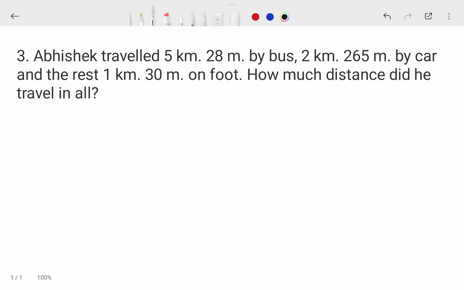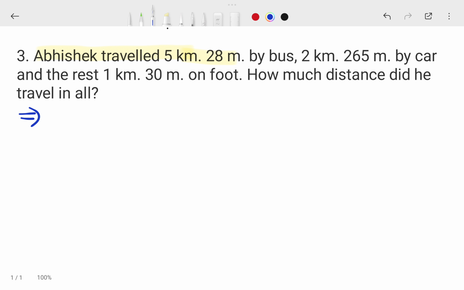Okay, so now let's talk about this question. This question is telling that Abhishek traveled 5 kilometers 28 meters. Okay, 5 kilometers 28 meters. Now, how far did he travel? Abhishek. Okay, I will write with this pen.